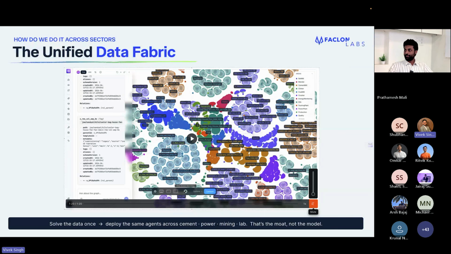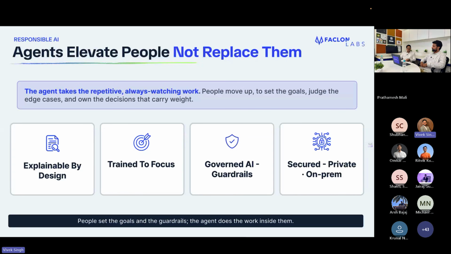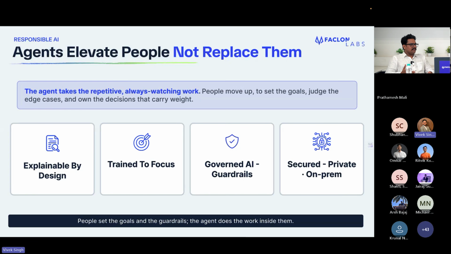Yeah. So here the main objective is not to remove people, but to elevate them. And all these models have to be explainable by design, which means they should not be black boxes. It should be a causal model which helps even the people on the shop floor understand why any agent took a specific action. It should be very much clear.